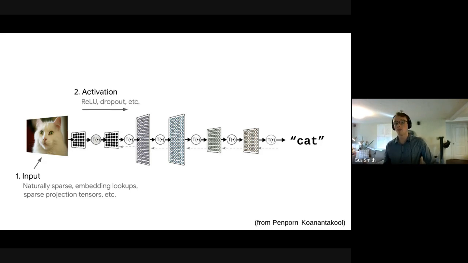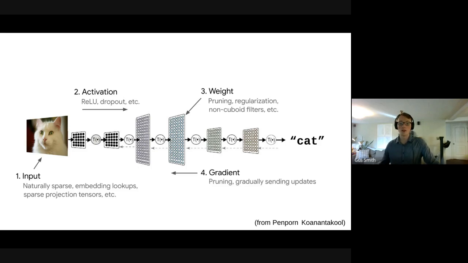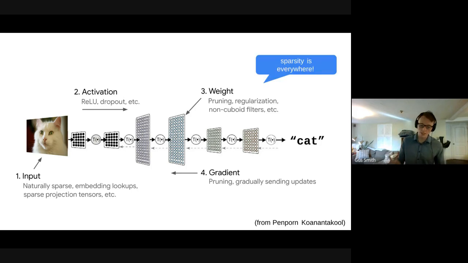As we go through our activations, we can introduce a lot of sparsity, whether naturally through operators like ReLU. Also, things like dropout create sparsity. Weights themselves can be sparse. They can be naturally sparse. We can also induce sparsity via pruning. And then also in training, the gradients can be sparse. So we see that even just in this constrained realm of CNNs, sparsity is everywhere.